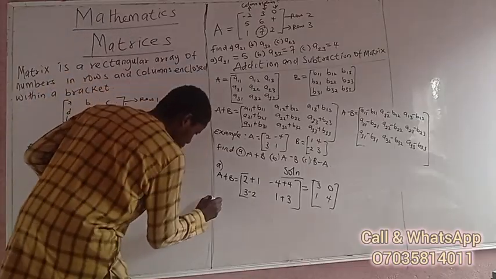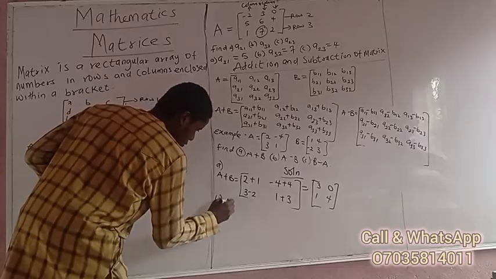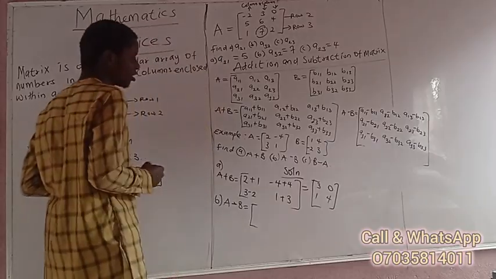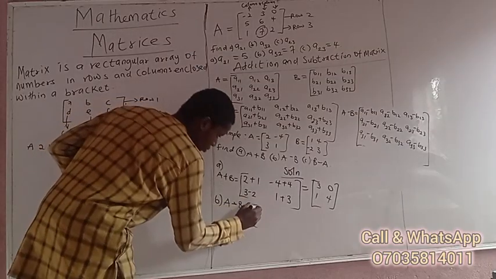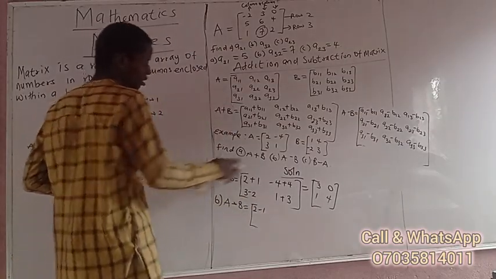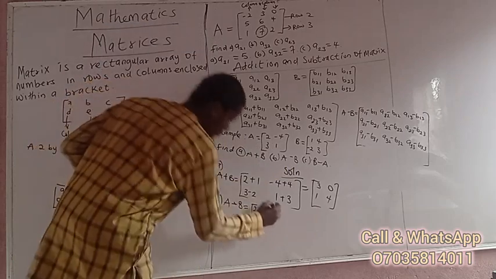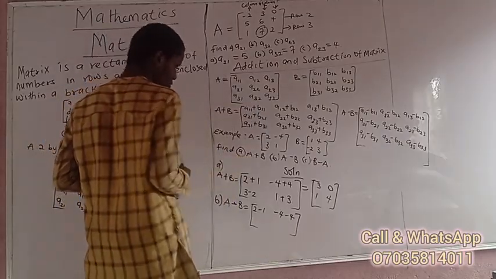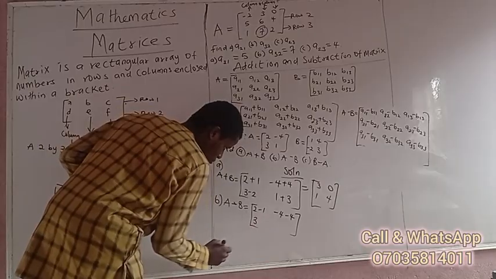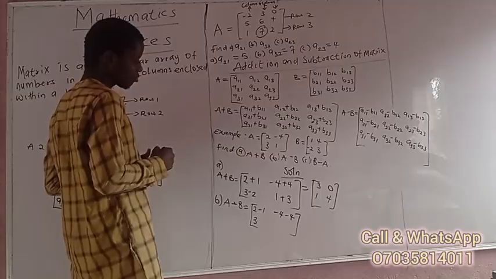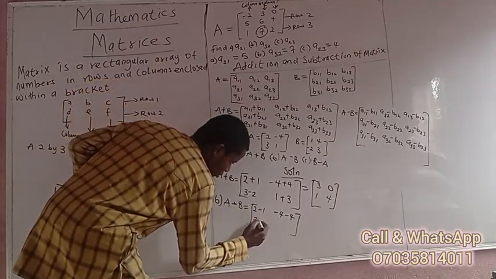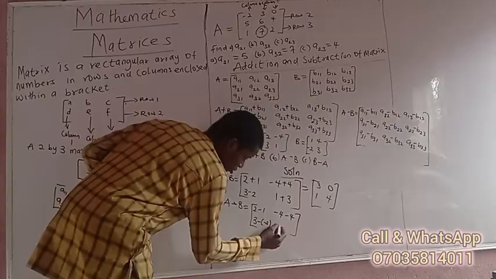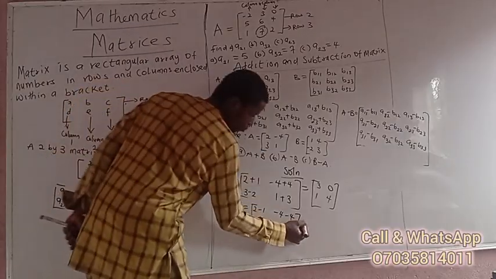Okay. So now I have A minus B. What will A minus B be? So we have 2 minus 1. Then minus 4 minus 4. Then we'll have 3 minus minus 2. Please take note. Minus 2. So 1 minus 3. So that will be the value.